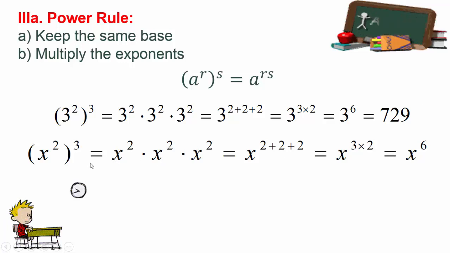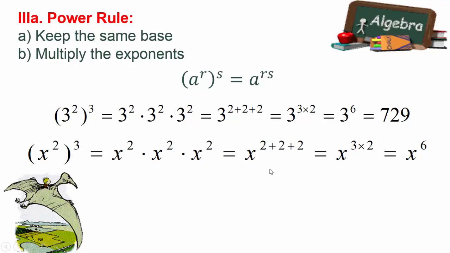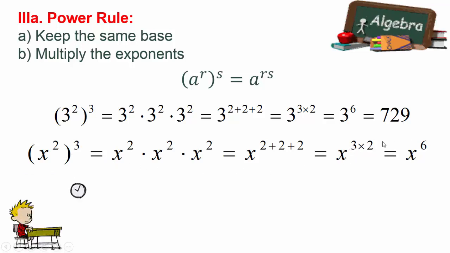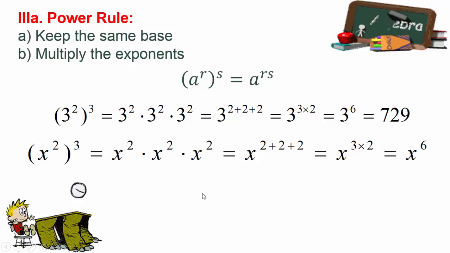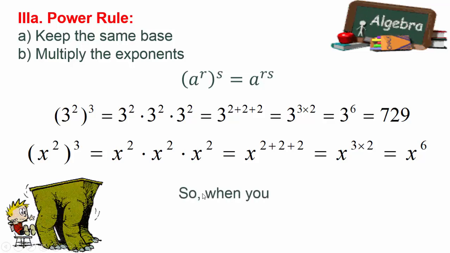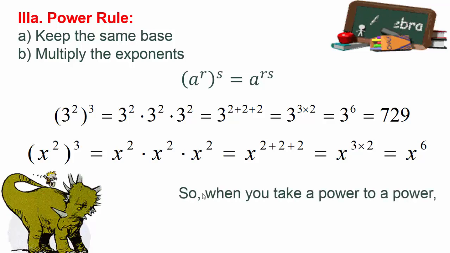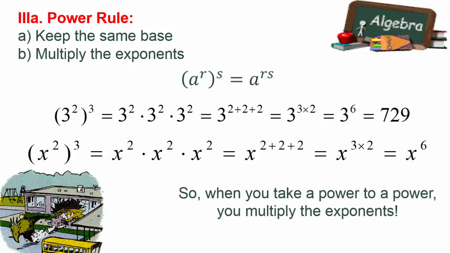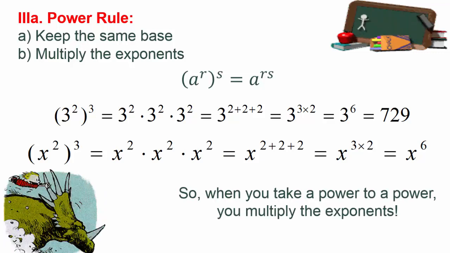Now here, using the variable x, we go through the same process, and we see that we get x to the 6th, just as we would if we expanded it out and added it. So when you take a power to a power, you multiply the exponents.